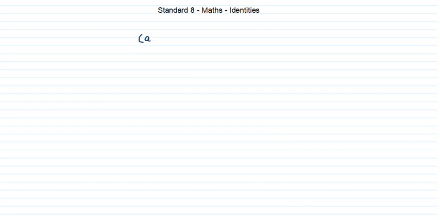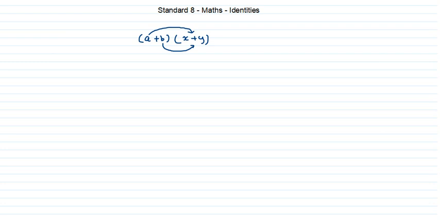If you have been given (a + b)(x + y), it might be any number. Please try to understand the concept first, then we'll take one example from your textbook. There is no sign in between, that means it is a multiplication. So a is multiplied with the whole bracket (x + y), and b is multiplied with the whole bracket (x + y).